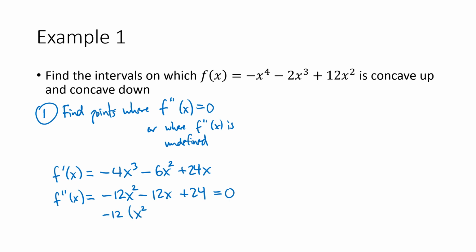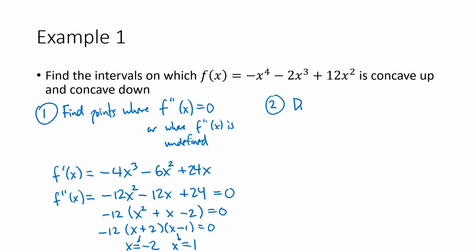That's going to give me negative 12 times x squared plus x minus 2. And then I can factor x squared plus x minus 2. That's going to be x plus 2 times x minus 1. And so that's going to give me two solutions, x equals negative 2 and x equals positive 1.